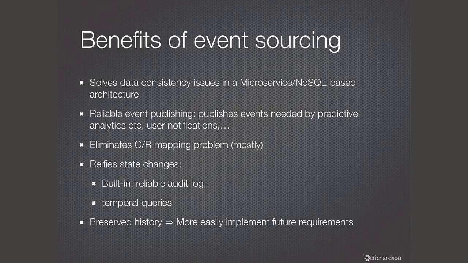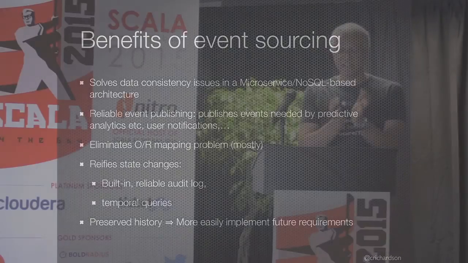So there are a bunch of benefits to doing things this way. It solves a whole bunch of challenging data consistency issues in a microservice and also NoSQL architecture. It also gives you this nice, reliable way of publishing events, right? Because state changes correspond to events, and you can't have one without the other. And so you get a guaranteed, reliable stream of events out of your system, which could drive predictive analytics, feed into Spark streaming, for example, but also just send out emails. Your order has been received, etc.